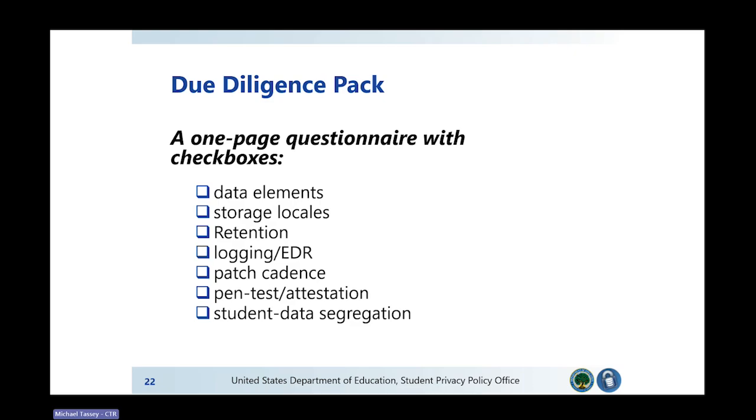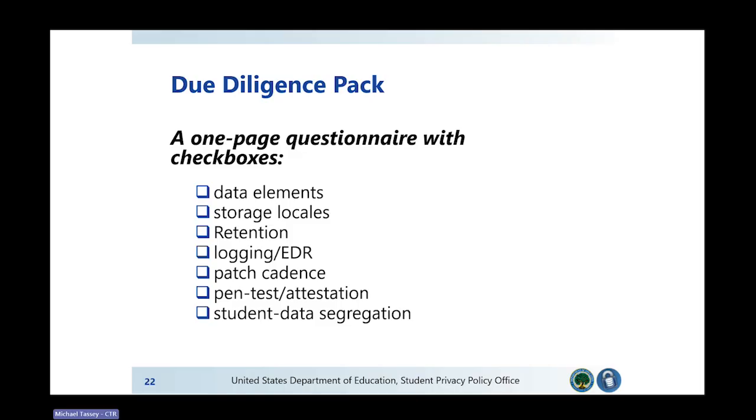Vendors often have canned responses, so you ask for links or PDFs. You don't want marketing blurbs, so not marketing nonsense. You want actual answers. Your future self will certainly thank you at 2 a.m. when you have a vendor incident. Remember, it doesn't have to be long and drawn out. It could be a 1-page questionnaire with check boxes, right?